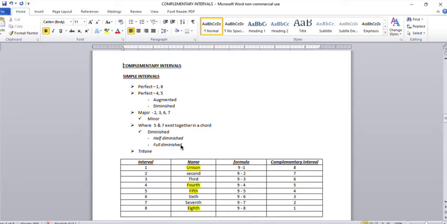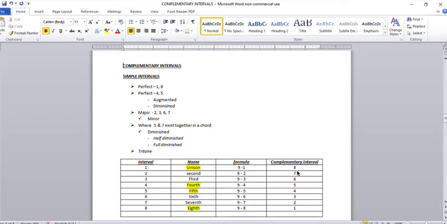Okay. Now let's go to the complementary interval. Here we have taken a situation for simple intervals. Complementary intervals add up to 9. So if I want to find a complementary interval for the unison, I subtract from 9. 9 minus 1 is equal to 8. So the complementary interval for the unison is the octave. This is very important. It's the octave.